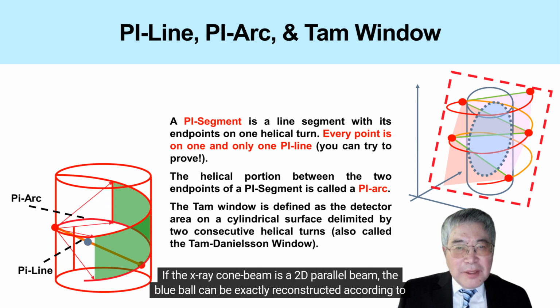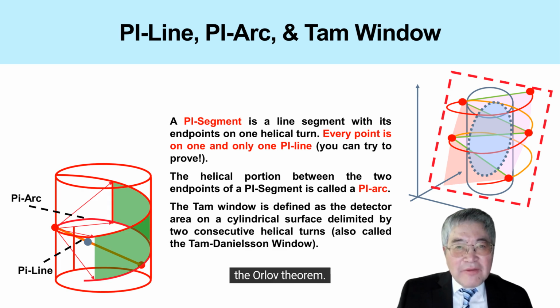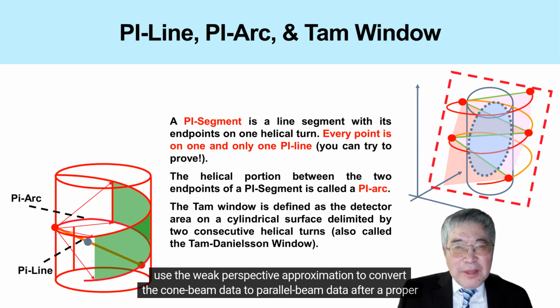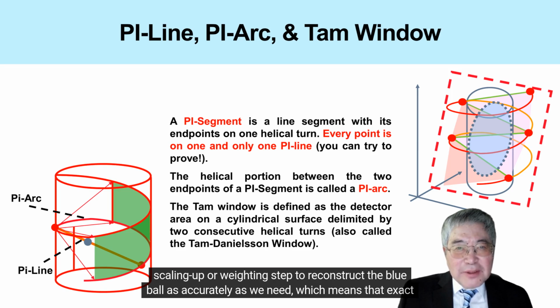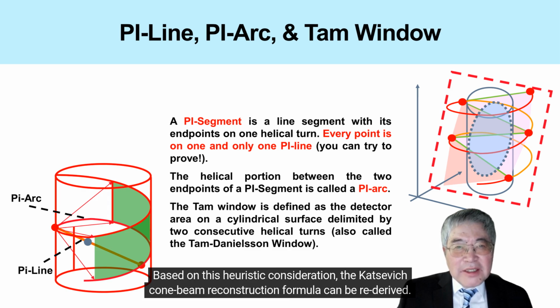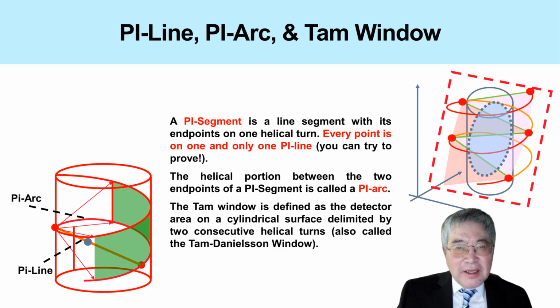If the X-ray cone beam is a 2D parallel beam, the blue ball can be exactly reconstructed according to the Orlov theorem. Our key argument is that since the blue ball is very small, the cone beam angle is so small that we can use the weak perspective approximation to convert the cone beam data to parallel beam data after a proper scaling up or weighting step to reconstruct the blue ball as accurately as we need, which means that exact cone beam spiral CT image reconstruction is indeed feasible. Based on this heuristic consideration, the Katsevich cone beam reconstruction formula can be re-derived.